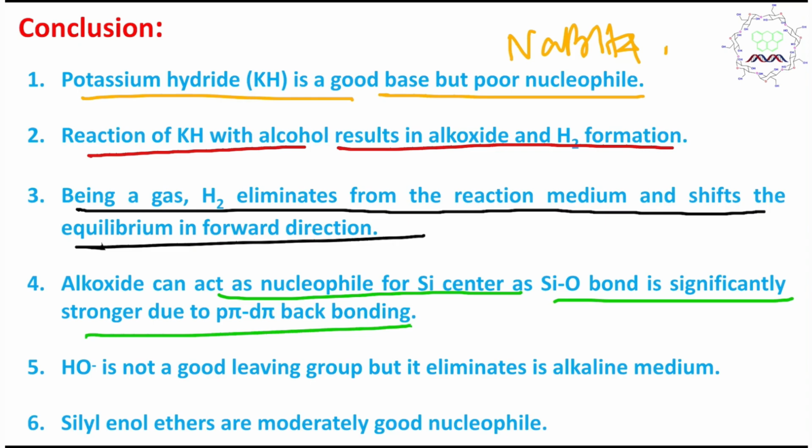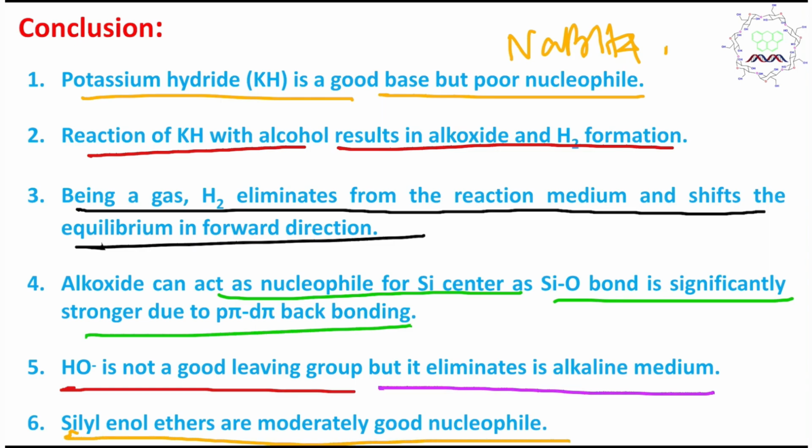Now the OH or hydroxide is not a good leaving group generally, but in alkaline medium it can eliminate and produce the alkene. And the final most important one, that silyl enol ethers are moderately good nucleophiles. And by the way, there is a name reaction, the Mukaiyama aldol reaction, where you can see the silyl enol ether acts as a nucleophile, and to activate the electrophile or carbonyl part, a strong Lewis acid like titanium 4+ is needed.